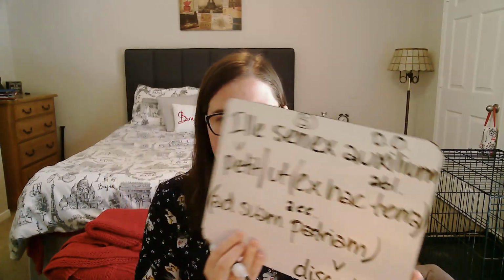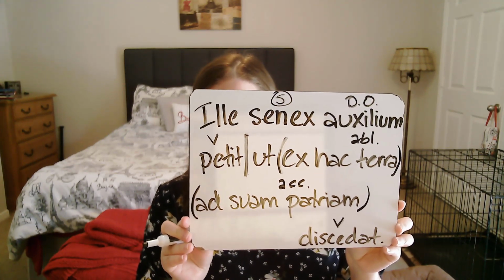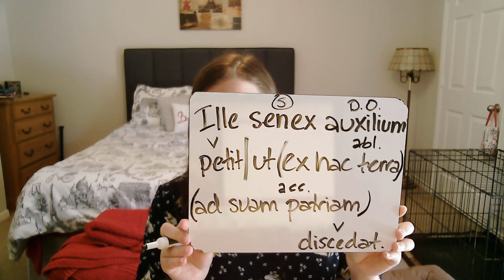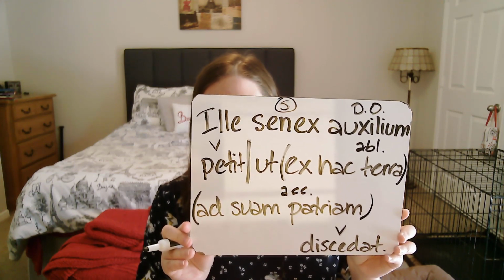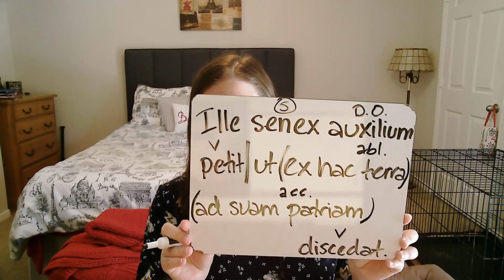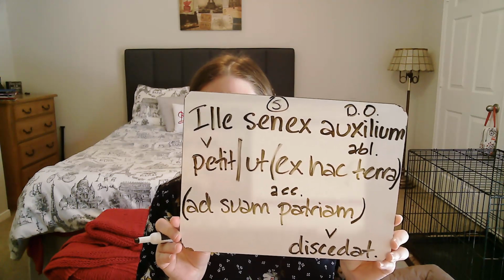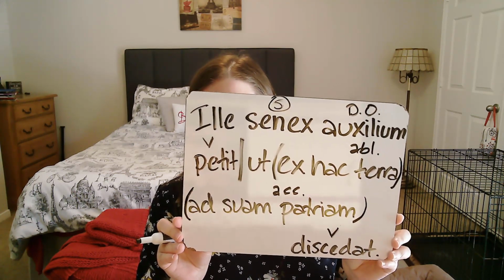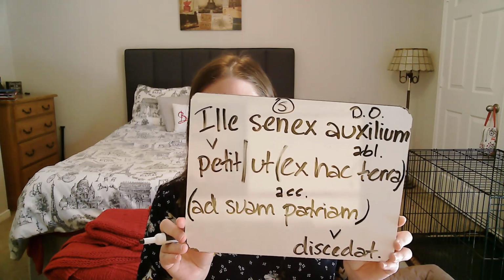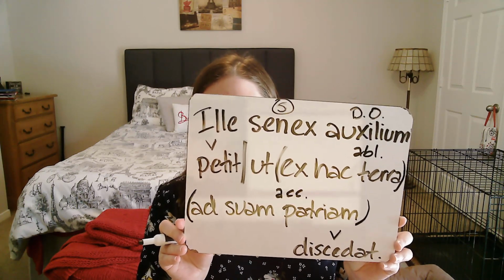So let's start with our subject in the first half of our sentence, ille senex, that old man. Now I'm going to go to the verb, petit, that old man seeks, auxilium, help. Ut, so that, now I have no new subjects. I'm going to carry over my old subject. So that he might depart ex hoc terra, out of this land, ad suam patriam, to his own country, or his own fatherland.